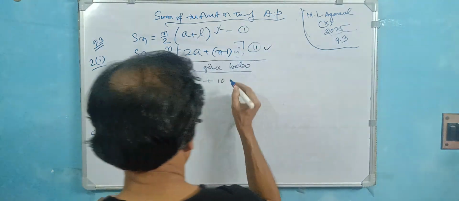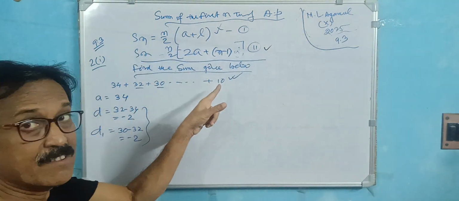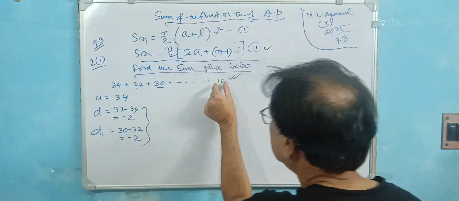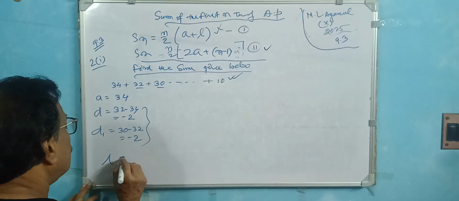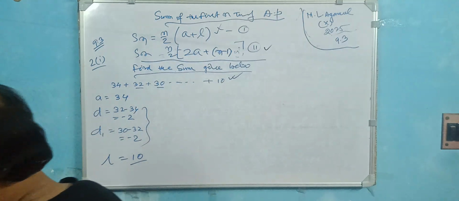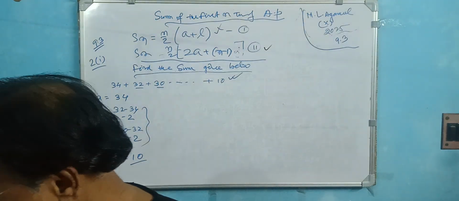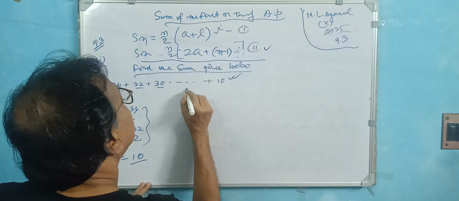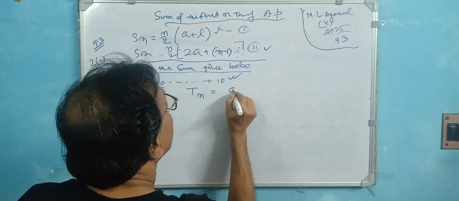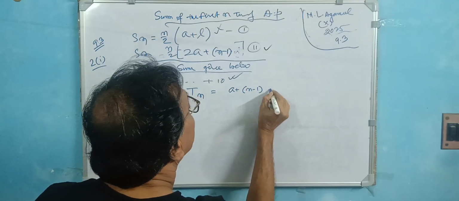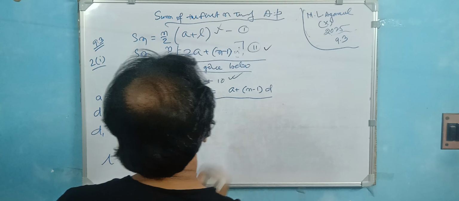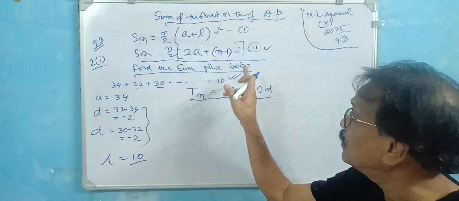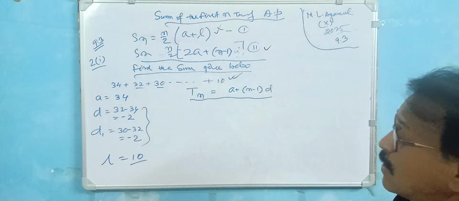And the last term: this is not the number of terms n, this is the last term actually, the value of the last term. So l is actually 10. You know in the previous exercise, Tn is equal to a plus n minus 1 into d. You know the last term.